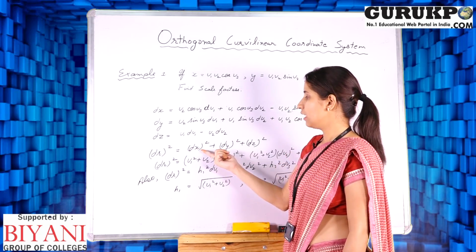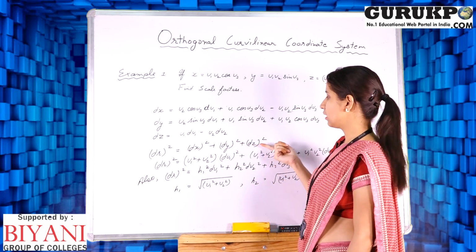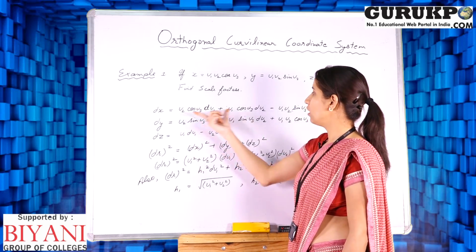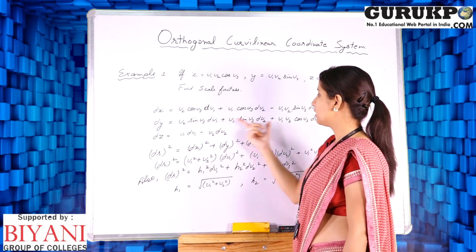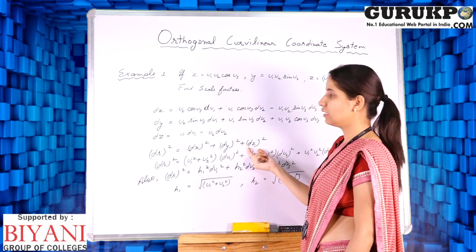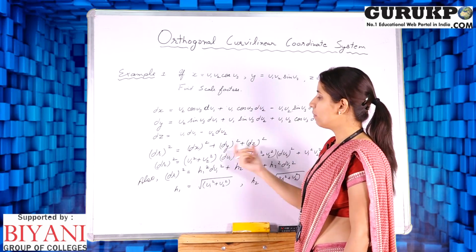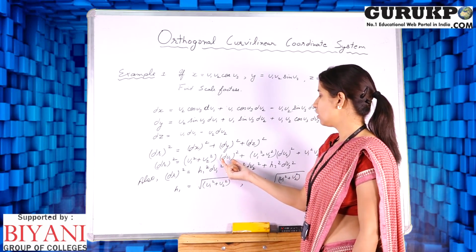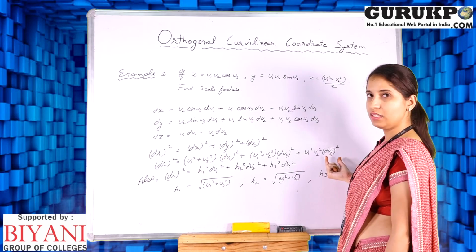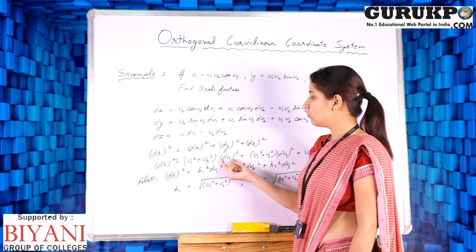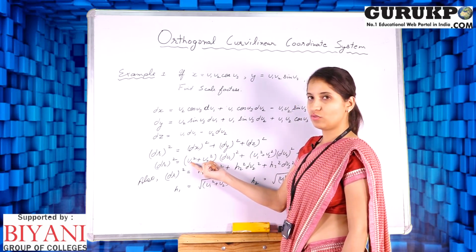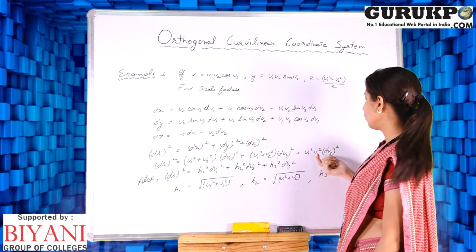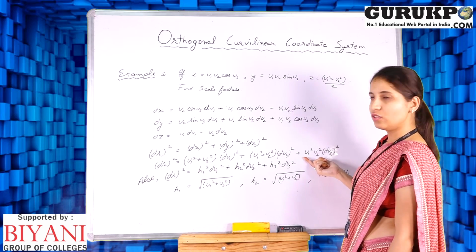So dr square is dx square plus dy square plus dz square. Now we'll put all these values, the value of dx here, plus dy square plus dz square, and we'll open the brackets, and you will see that you have common terms for du1 square, du2 square and du3 square. So for du1 square you will get u1 square plus u2 square, for du2 square u1 square plus u2 square, and for du3 square u1 square u2 square.